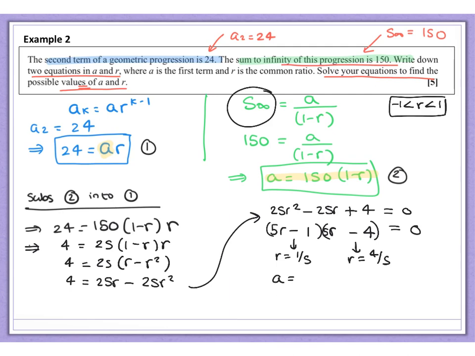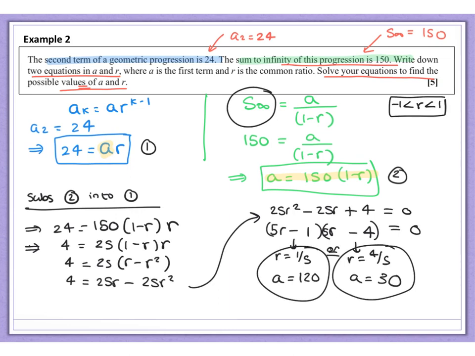We can use either of the equations up above to calculate a. This one gives us a equals 120, and then for the other one, a equals 30. So we have two options, either r equals 1/5 and a equals 120, or we have the option that r equals 4/5 and a equals 30.